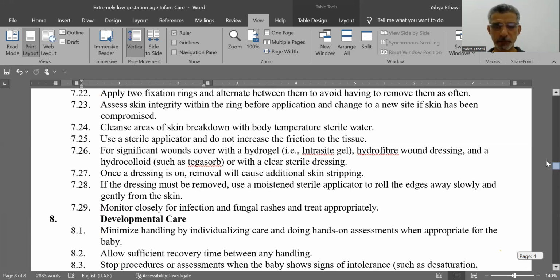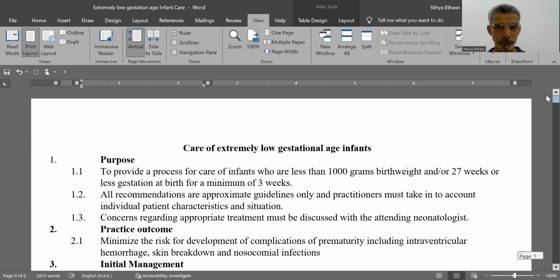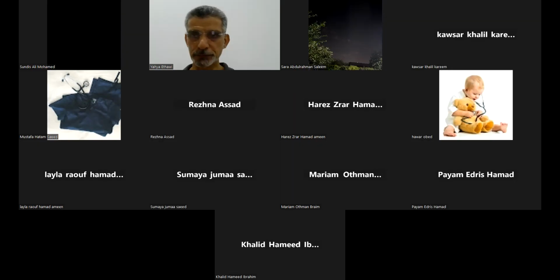Okay, so this is an example of a protocol. I'm going to stop here, and if you guys have any questions. I already shared the protocol with you, and I will give you the important protocols in the future too. Questions?